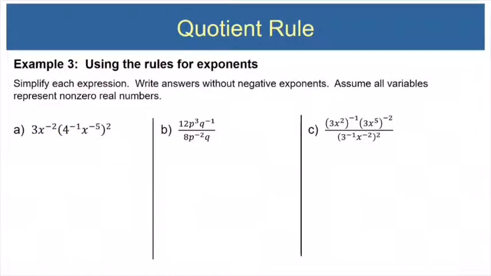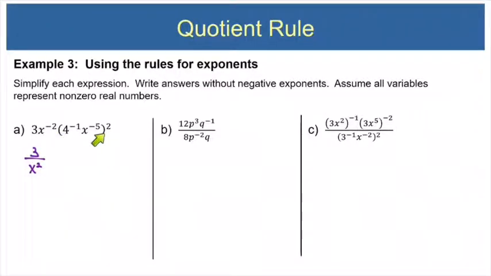So in order to just prevent careless mistakes, I'm going to go ahead and eliminate all of the negative exponents right off the bat. So right here with this 3x to the negative 2, we know the negative 2 exponent applies only to the x. So I'm going to write this as 3 over x to the second power.